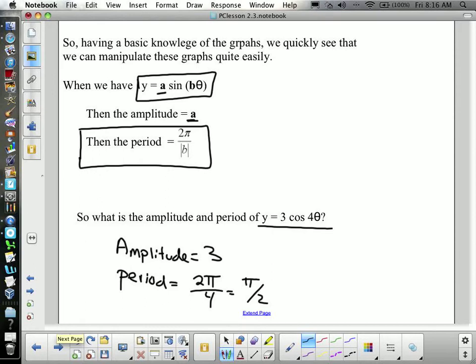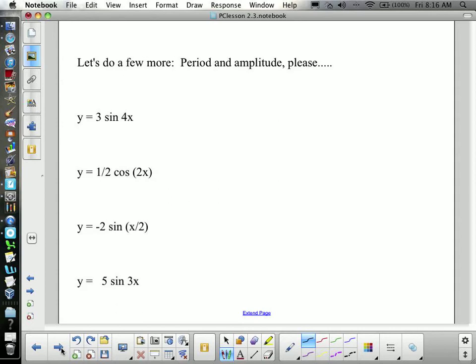So there's my amplitude and my period of that function. Some of the problems today, that's all you're doing. You're just identifying what is the amplitude, what is the period, given this modification. Let's do another 4. Just stating the period and the amplitude based on the information we're given. Not graphing it yet, just stating the period and amplitude.